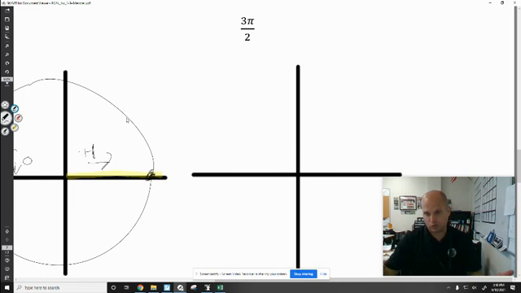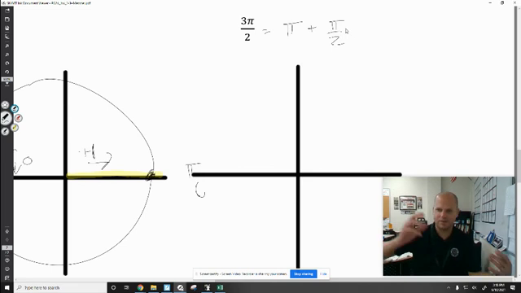3 pi over 2 is 1 pi over 2 more than pi. Pi plus pi over 2, right? Pi plus 90 degrees. And you've got to be comfortable taking 180 and dividing it, or taking pi and dividing it by 6, same as 180 divided by 6. 180 divided by 6 is 30. Pi divided by 6 is pi over 6.